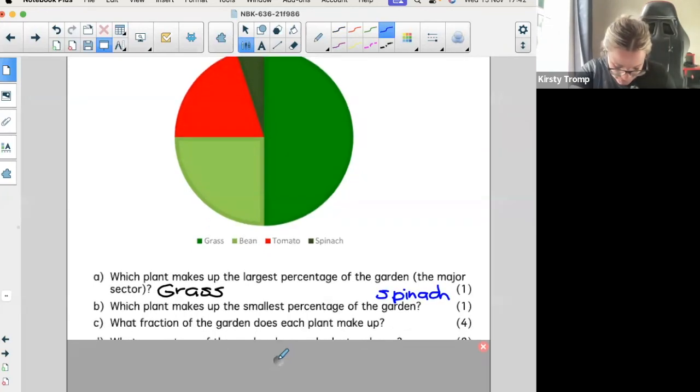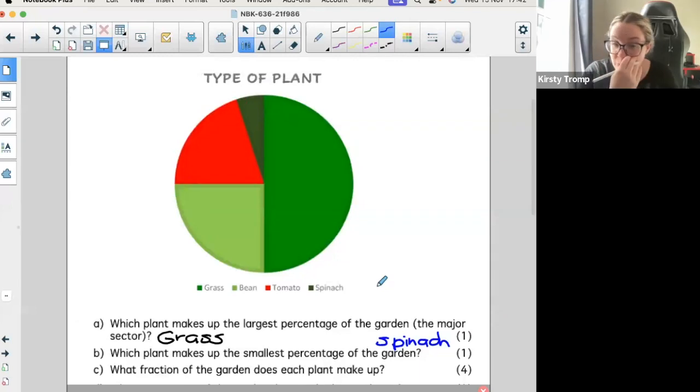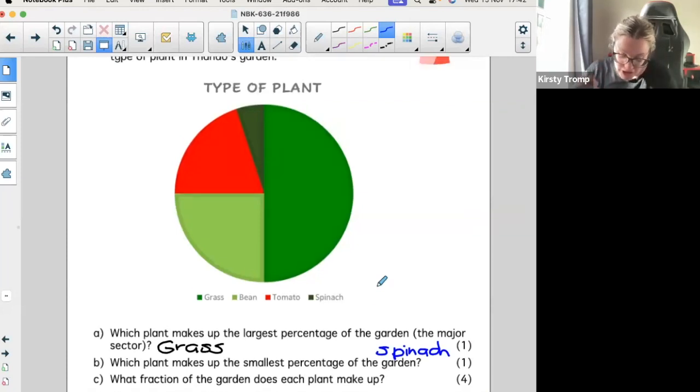Let's have a look at the next one. What fraction of the garden does each plant make up? I'm going to help you out here, guys, because we're running out of time. I hate it when we run out of time. Some of you have been telling me in the chat, well done. We've got grass, and I'd say that grass makes up half of the circle.